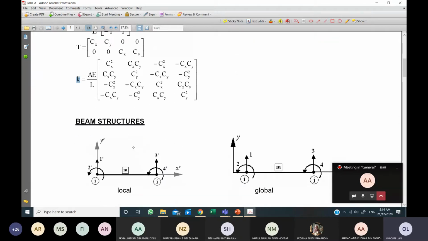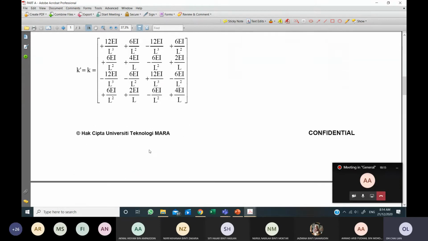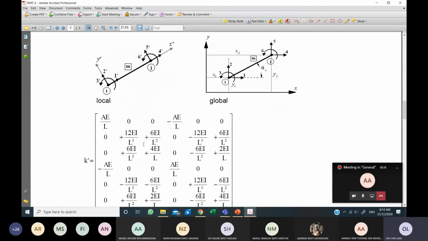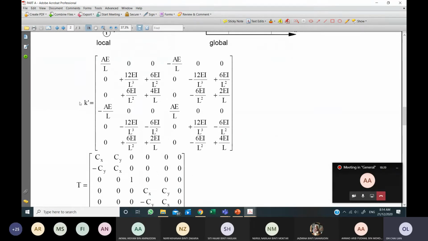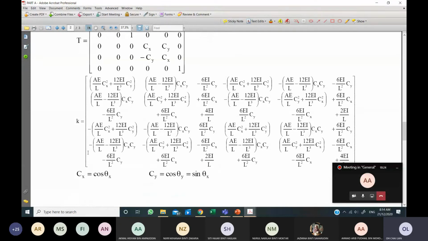And for beam, you can see that we have this K prime, same as this K. For frame structures we have this K prime, T, and again the K. Cx and Cy, the formula is also given to you, but I will show you the other formula, how to obtain the Cx and Cy today.